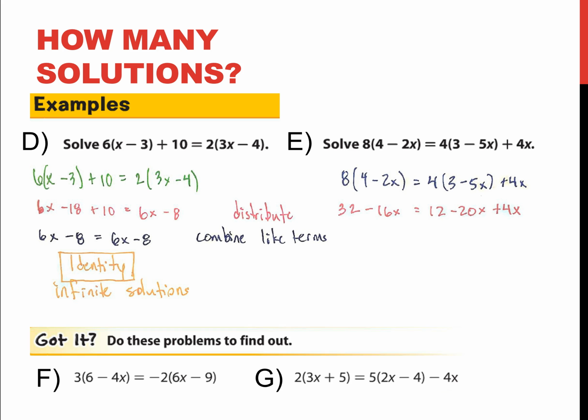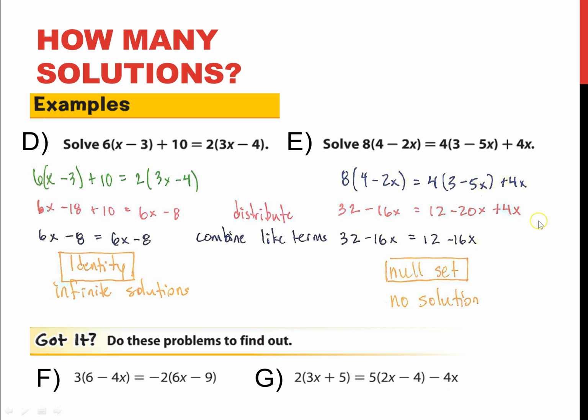So I have 32 minus 16x equals 12 minus 20x plus 4x. I've got to combine like terms over here on the right-hand side of my equation because I know negative 20x plus 4x gets me negative 16x. So now I have a negative 16x on both sides of my equation. They would cancel out, so I know that's a null set.